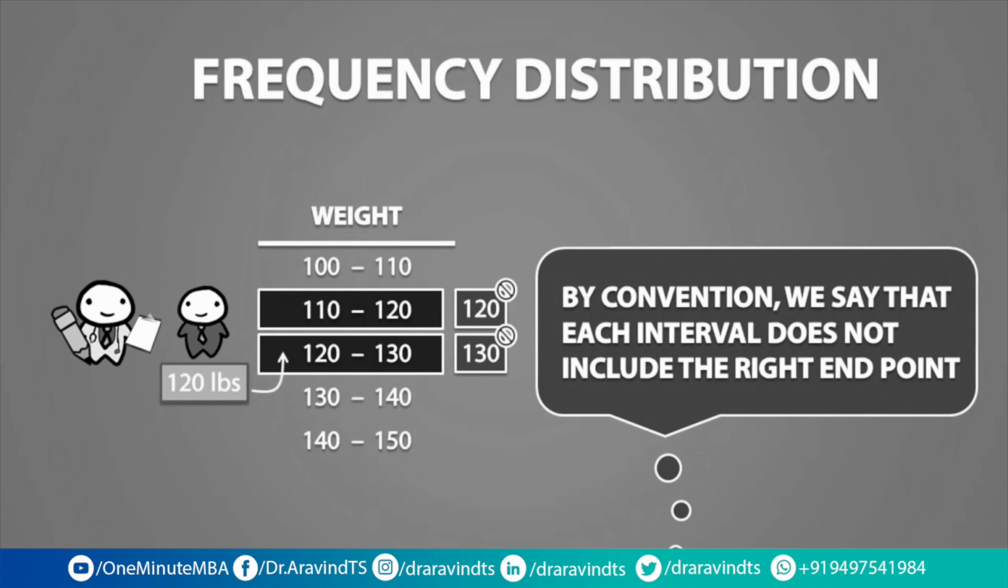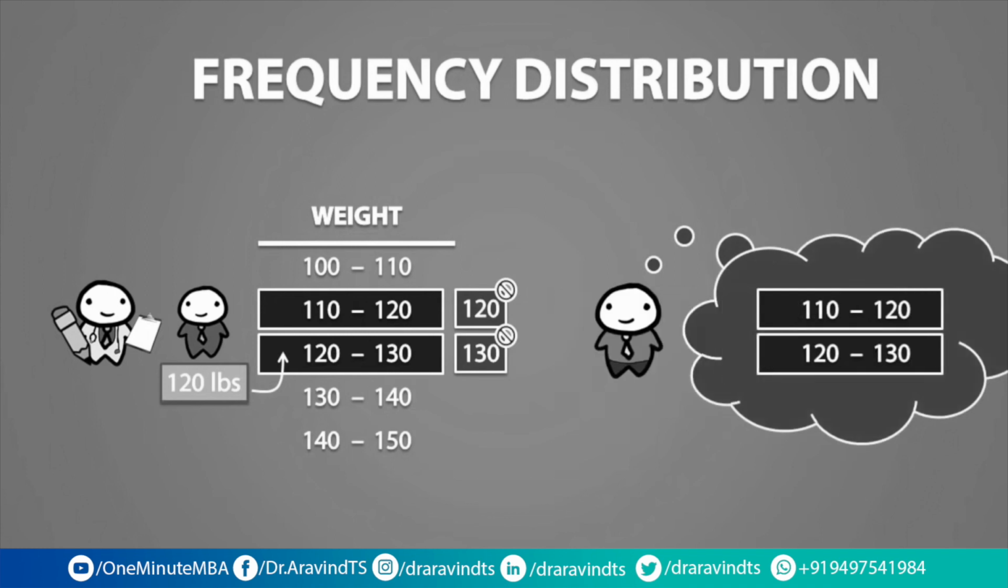Now you might be thinking, if the right interval isn't included, why don't I just rewrite my intervals like this? 110 to 119 and 120 to 129. Now the problem with this is that we don't have continuity. For example, if you weighed 119.7 pounds, there would be no interval that contains this value.